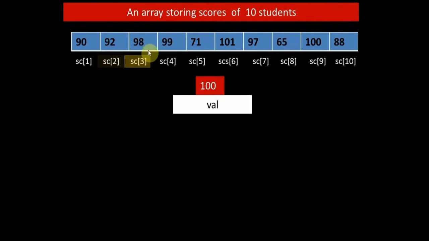Again, we will move to the next element. The value of the next element, that is SC3, is 98. Again, 100, 98, they do not match. We will move to the next element, that is SC4. The value of SC4 is 99. Again, matching is not taking place. And we will keep moving like this. So we are just moving linearly. Ultimately, we will reach the element SC9 and the value of val, that is 100, will exactly match with the value of SC9, that is 100. So we have found the value and we will say that our search was successful.